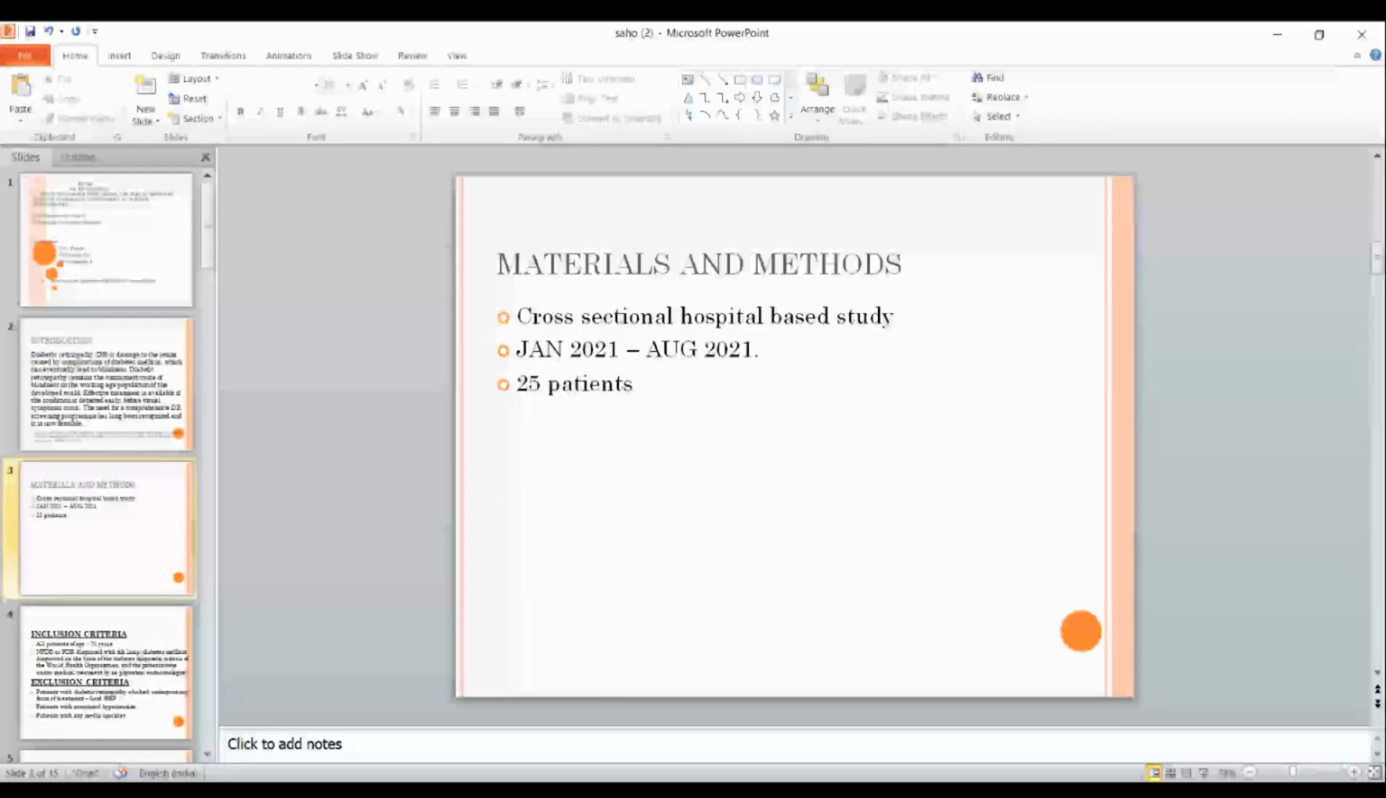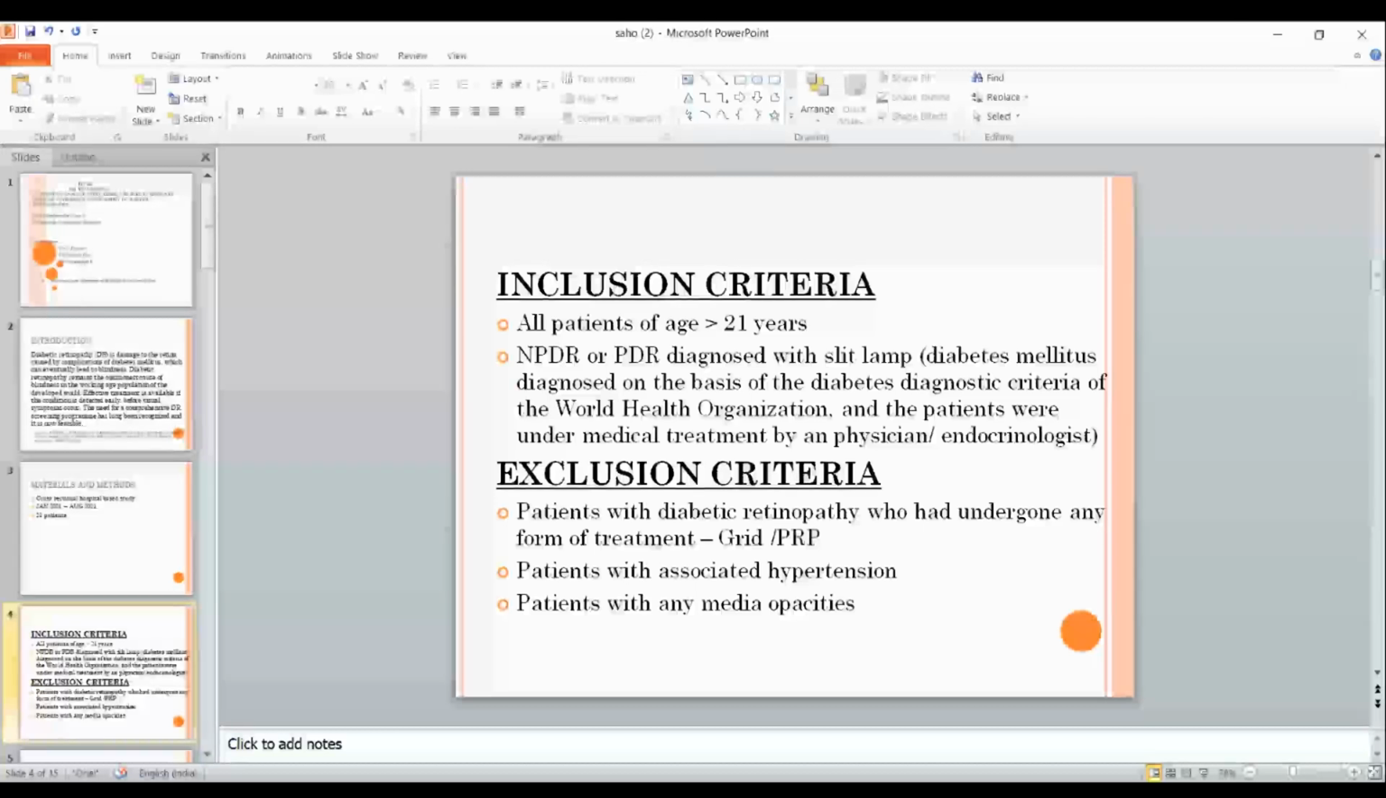The materials and methods: it is a cross-sectional hospital-based study conducted from January 2021 to August 2021 with 25 patients attending the Department of Ophthalmology. The inclusion criteria for the study were patients of age more than 21 years with NPDR and PDR diagnosed with a slit lamp, and diabetes mellitus diagnosed by the criteria laid down by the World Health Organization, and patients under medical treatment by a physician or an endocrinologist.